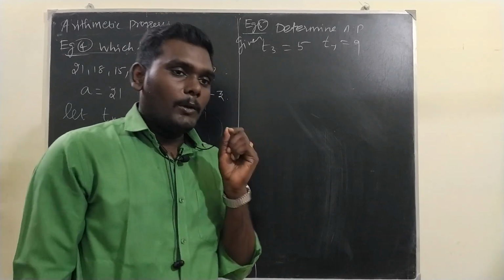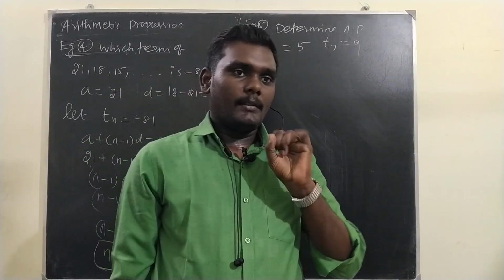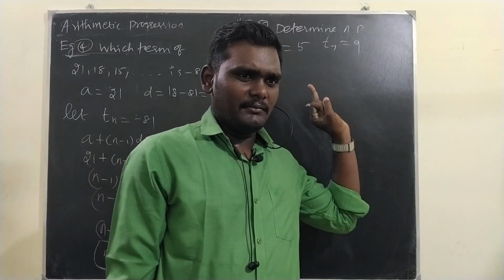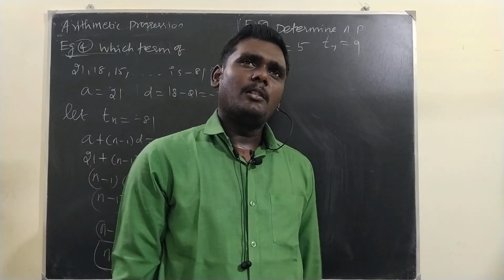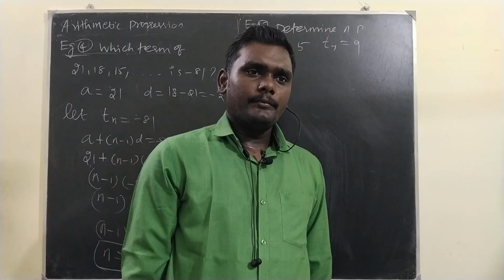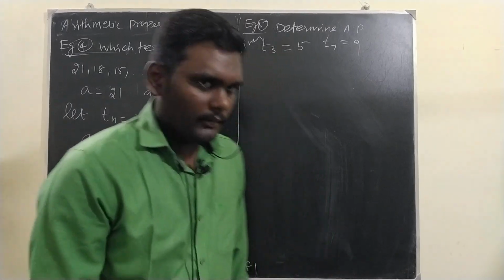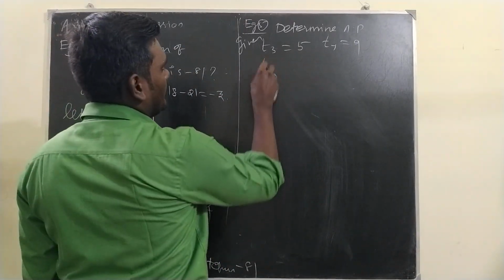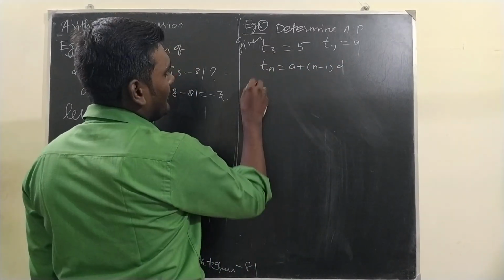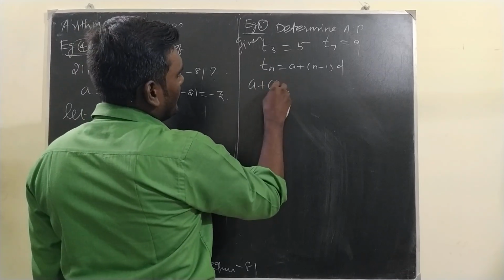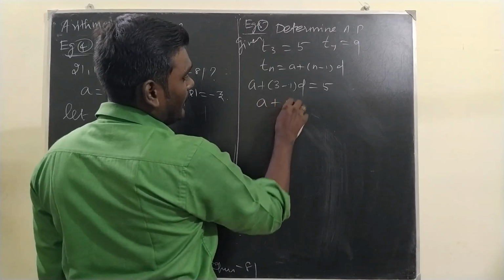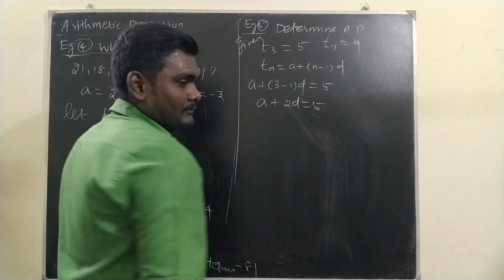To make an AP, what do we need first? First term is needed. A is needed, D is needed. Nothing is given. Only the third term and seventh term are given. How do we find out? Is there a chance that we can find A and D? We can write the formula for this. We know that Tn equals A plus (n minus 1) into D. Now T3 equals A plus (3 minus 1) into D equals 5. So what we have is A plus 2D equals 5.